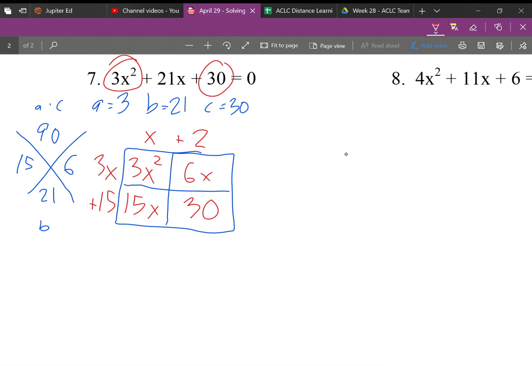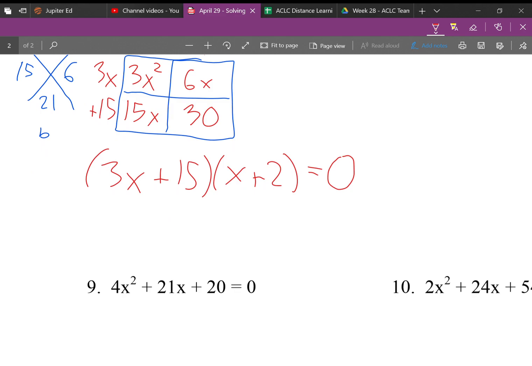Let's go ahead and write our factored form. 3x plus 15 and x plus 2. Now, since the original equation was equal to 0, this is also equal to 0. And that's really important because now that it's factored, we're going to use the zero product property. And of course you can't use the zero product property if your equation is not equal to 0. So let's go ahead and use this.